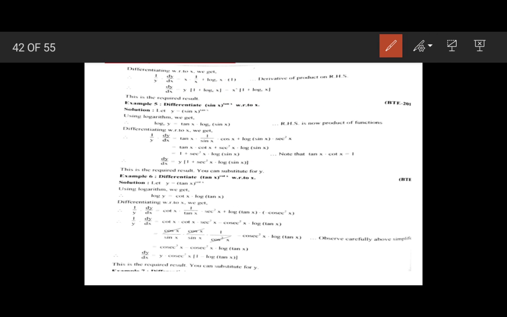Now let us see one more example. So the question is: differentiate (sin x) raised to 10x. Okay, (sin x) raised to 10x with respect to x.